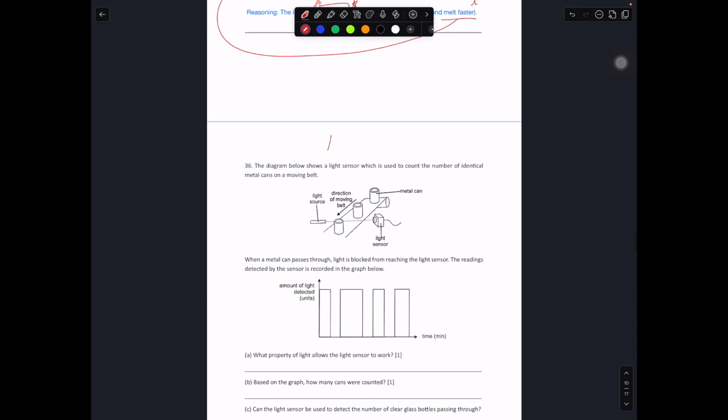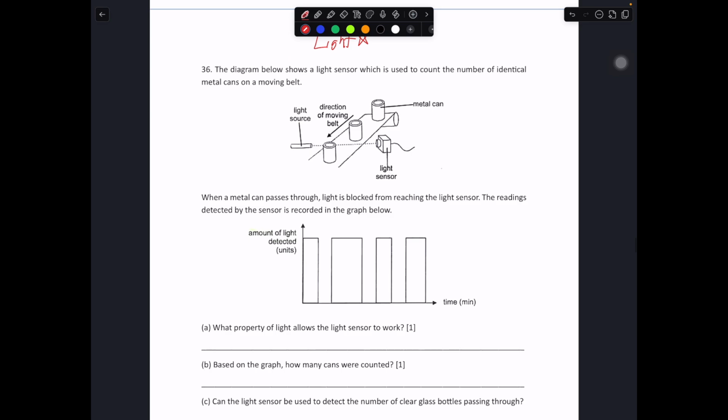This is about light. The diagram below shows the light sensor, which is used to count the identical metal cans on the moving belt. So what happened? The metal can will be on the moving belt, then the light source will hit the light sensor. When there's nothing, it will detect the most light. When there's something, it will start to block light, and then there will be no light detected. So that represents a metal can. 1 metal can, 2 metal cans, 3 metal cans over here on the graph.